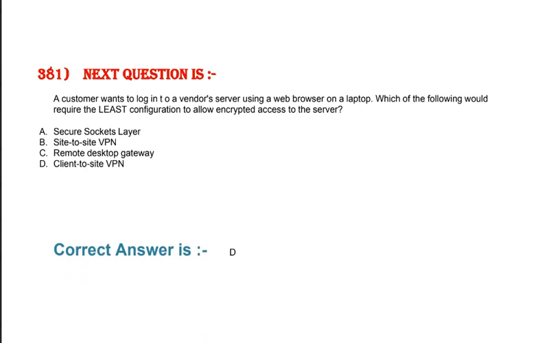Question is, a customer wants to log into a vendor server using a web browser on a laptop. Which of the following would require the least configuration to allow encrypted access to the server? Option A, secure sockets layer. Option B, site-to-site VPN. Option C, remote desktop gateway. Option D, client-to-site VPN. Correct answer is option D.